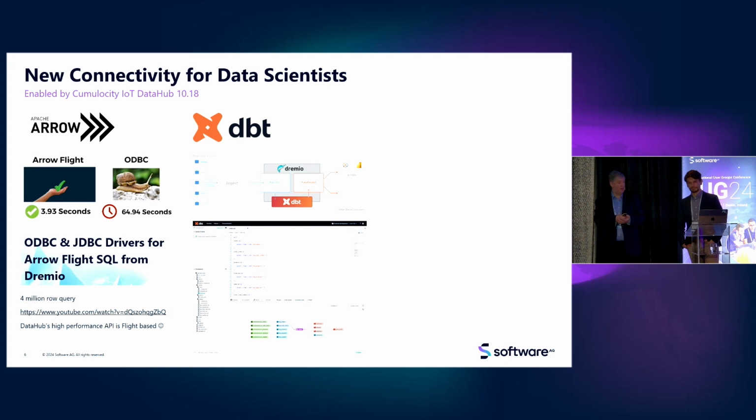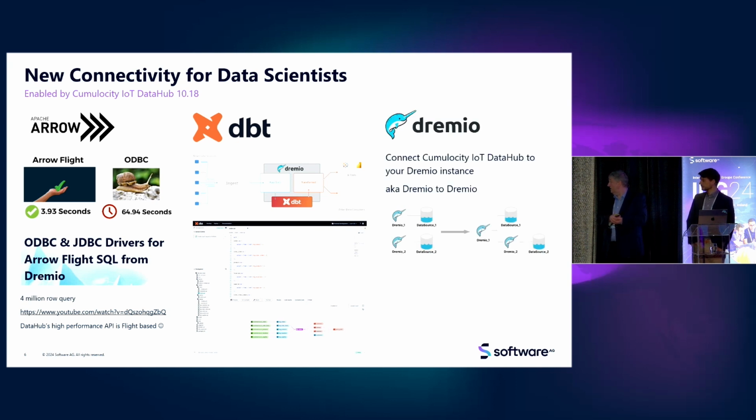For those who are looking at different kinds of data pipelining, and Tim will actually show a little bit of this, there's a very popular product out there called DBT. Dremio 24 enables the use of DBT, and we actually have some customers who are already starting to work with this to do additional manipulation, additional data pipelines on top of their DataHub data. And we do actually have a few Cumulocity IoT DataHub customers who are also Dremio customers. So Dremio 24 also enables what they call Dremio to Dremio. So one Dremio instance can query another one. So for those customers with Dremio, you've got a few more options here on how they can work together.